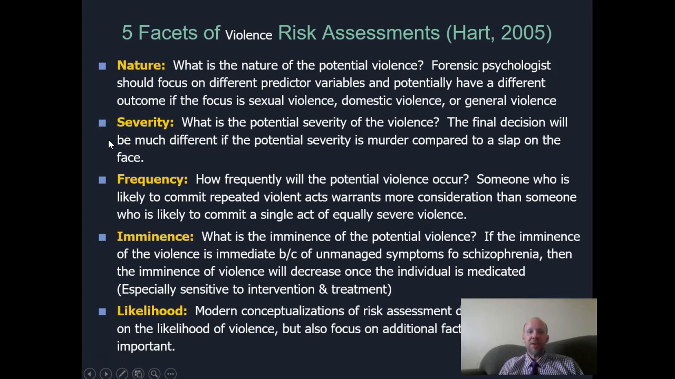What is the potential severity of the violence? The final decision will be much different if the potential severity is murder as compared to a slap on the face or some other type of, we shouldn't say benign type of violence, but something where the severity of it is much less.